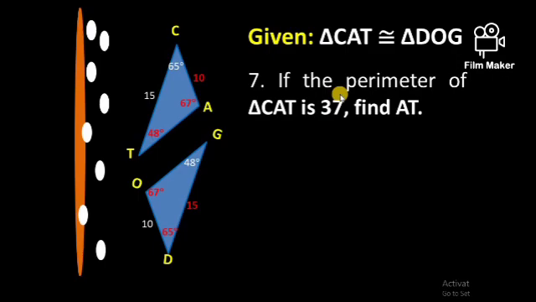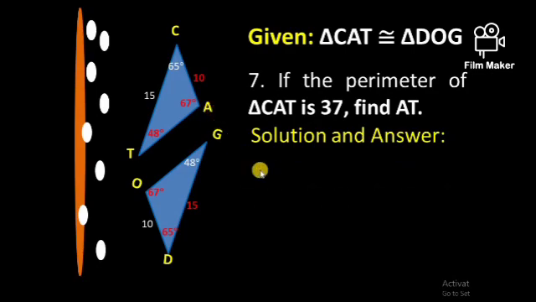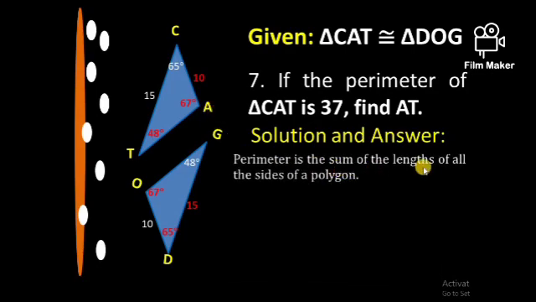Number 7. If the perimeter of triangle CAT is 37, find segment AT. Solution and answer. Ano nga ba ang perimeter? Perimeter is the sum of the lengths of all sides of a polygon. Pag pinag-add natin ang lahat ng mga sides ng isang polygon katulad nito, triangle, yun na daw ang perimeter.